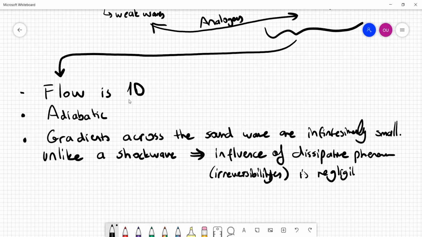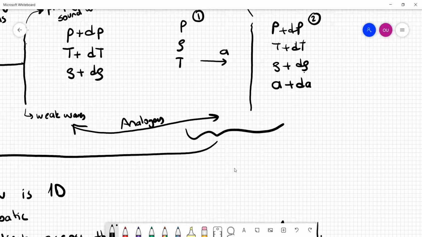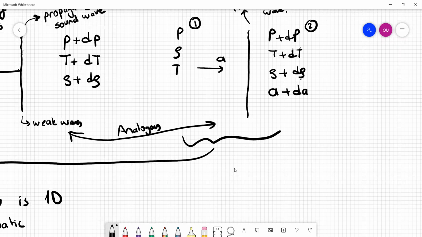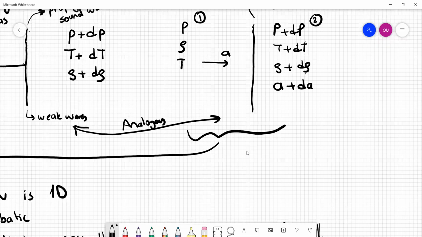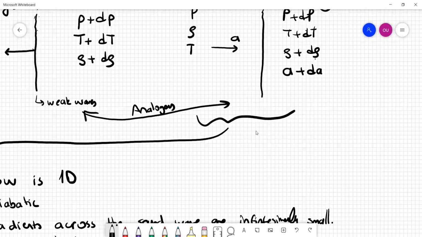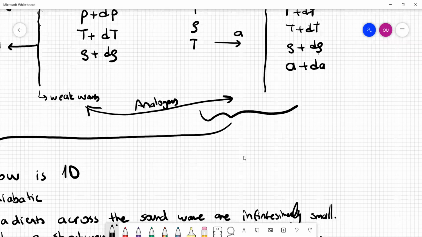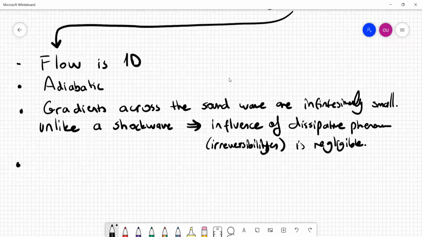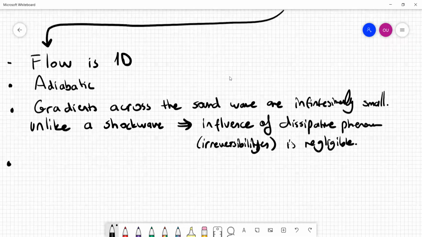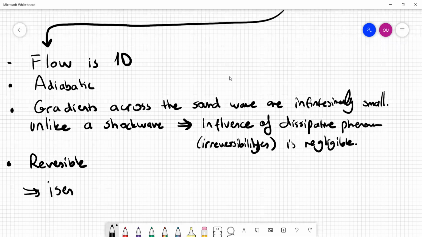Well, in this case, now we have an interesting phenomenon. Now we are talking about a wave which looks similar to a shock wave, but it is very weak, creates only infinitesimal changes in the flow field, and it is adiabatic like a shock wave, but there is a big difference. This wave is basically reversible because the dissipative effects occurring within a sound wave are almost non-existent, almost negligible. In that case, now we are dealing with a different physical process. It was adiabatic already, and now it is reversible. So basically, a sound wave is both adiabatic and reversible, meaning that it is an isentropic process.